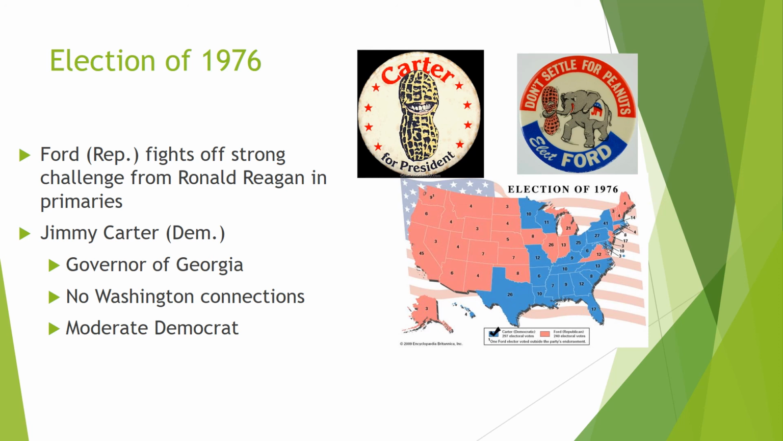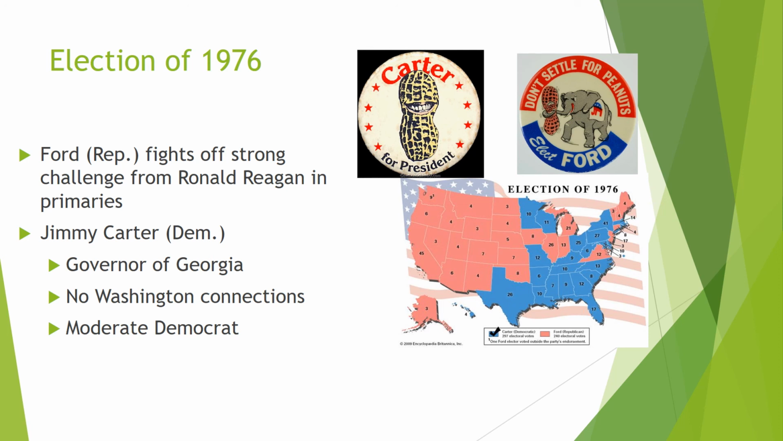Gerald Ford fights off that challenge, ends up being the Republican nominee, and is squaring off against Jimmy Carter of Georgia. Jimmy Carter is an interesting case for the Democrats. He's a moderate Democrat, so he's not aligned with the anti-war movement, student protest, any of that. But also, he has executive experience as the governor of Georgia. But he doesn't have any Washington connections, which means all of that mud that is now covering all of those Washington politicians, none of that is on Jimmy Carter.